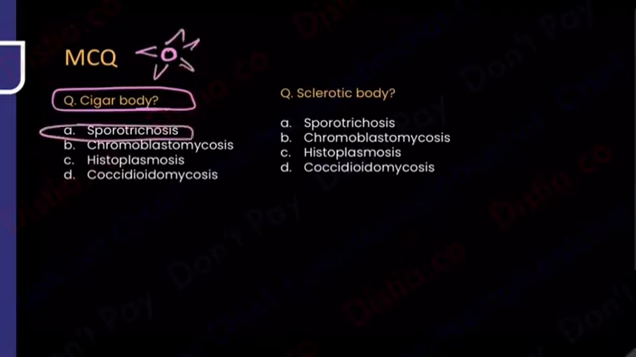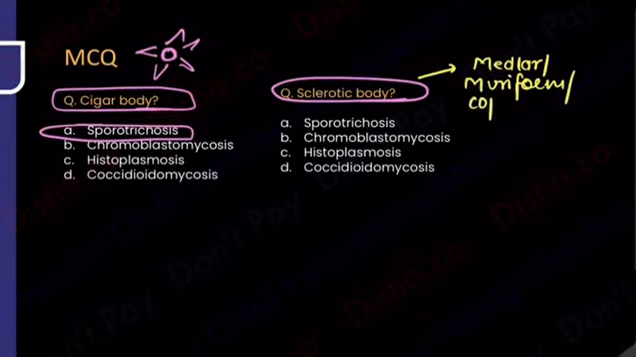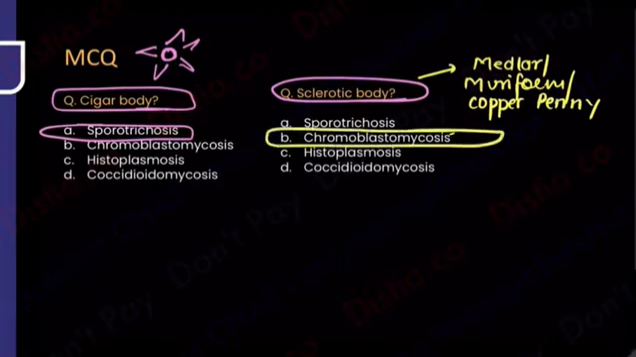But where did you see the sclerotic body? Where did I teach you sclerotic body? I'll give you some other hints. Sclerotic body was also known as the medlar body. Sclerotic body was also known as the muriform body. It was also referred to as everyone's favorite copper penny bodies. Where do you see that? So that was a twist I wanted you to recall from the previous section.